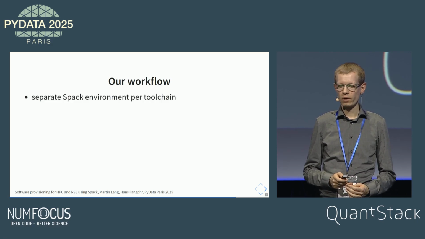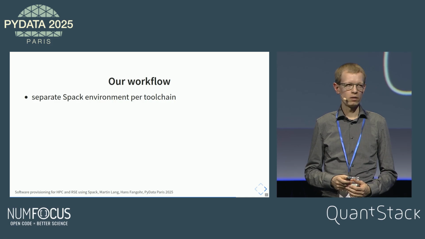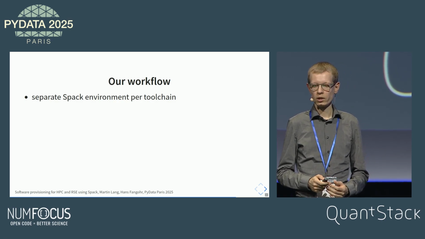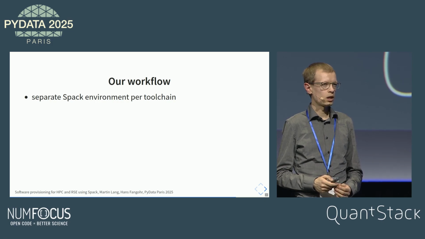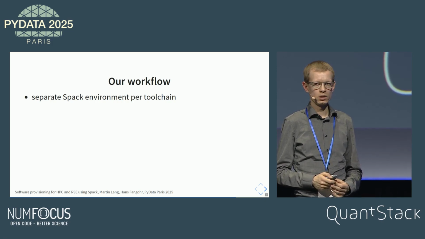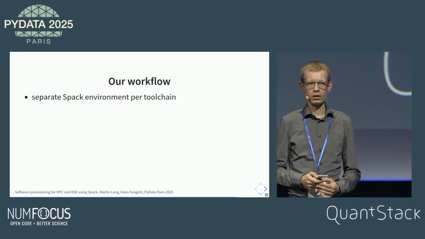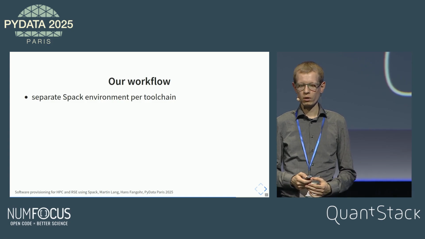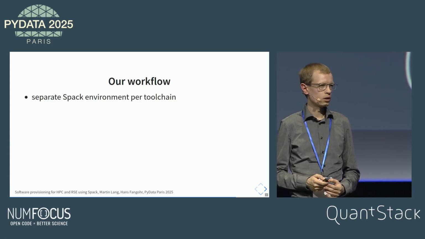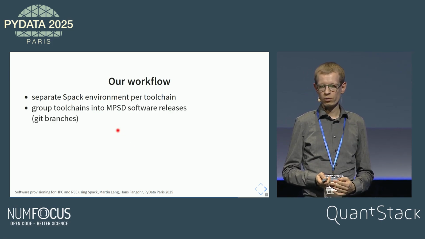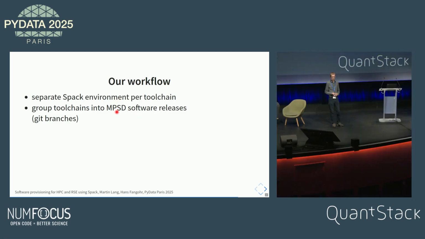We use Spack environments. We have one dedicated environment for each toolchain. That makes it easy to group all the software for a toolchain together, but keep the toolchains somewhat independent. Of course, the toolchains can evolve over time. People may request additional software, may request that a certain package has different features activated or deactivated because they need that for their work. So we also keep track of how the toolchains evolve over time. This we do with what we call MPSD software releases, just using the name of our institute. And we basically do this with different Git branches.